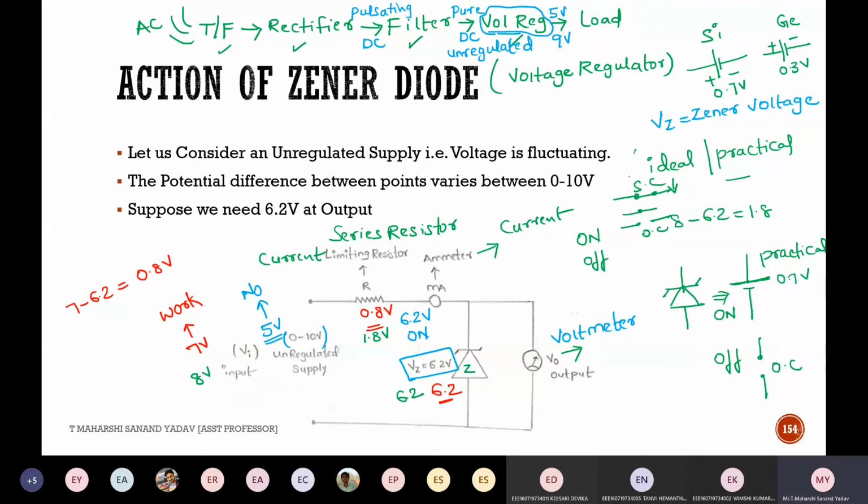Clear? Are you able to understand this concept? What is ideal and what is practical? And this diagram is very important.